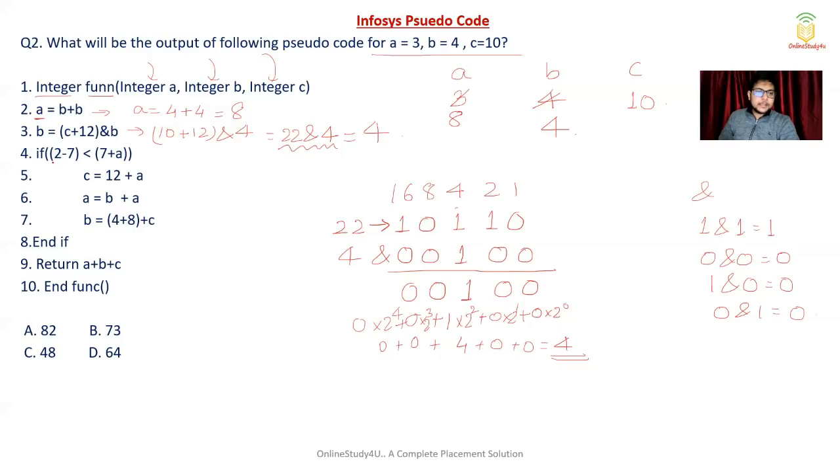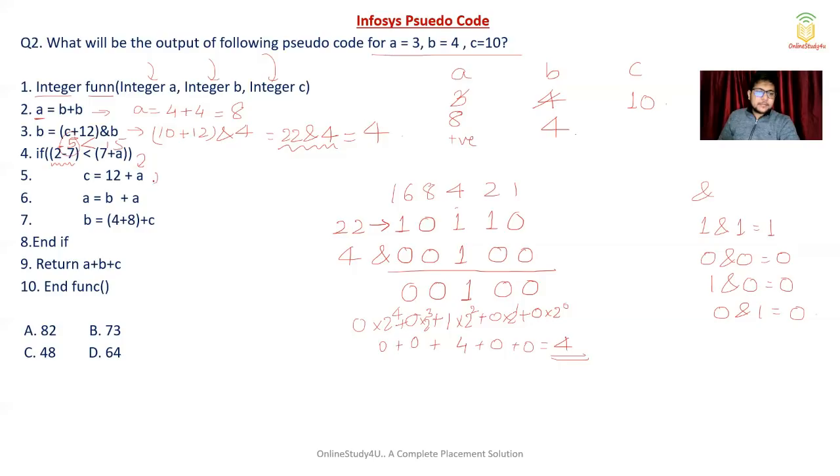Okay, now there is an if condition. If 2 minus 7, what is the value of 2 minus 7? That is minus 5. Is this less than 7 plus a? 7 plus a, obviously this is a positive number. It will be greater than a negative number. 7 plus a is 15. So we'll come inside the if block.